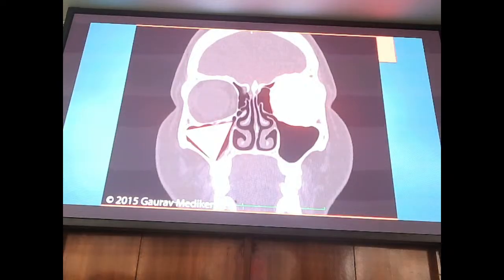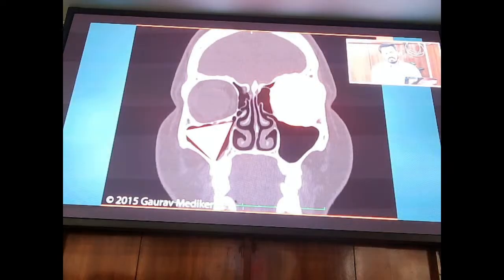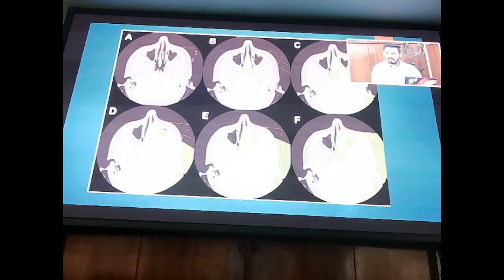Now pay attention at this level, that is at the level of the maxillary ostium. The maxillary sinus will be triangular in shape and the orbit will be exactly round in shape. Okay, it's important to document this because later on when we go backwards you'll see the changes happening.